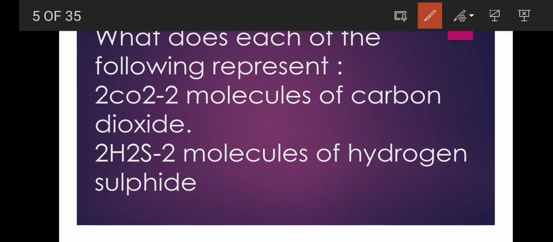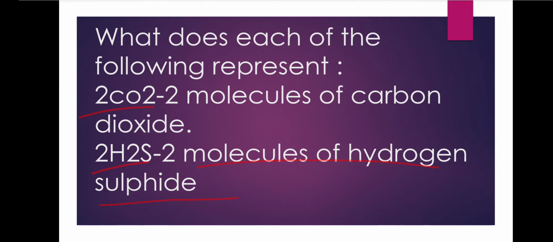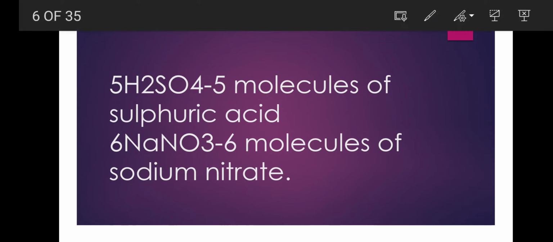What does each of the following represent? So, 2CO2. 2CO2 means what? 2 molecules of carbon dioxide. Next is 2H2S. 2H2S means 2 molecules of hydrogen sulfide. Okay. Now, next 5H2SO4. So, 5H2SO4 means what? H2SO4 is sulfuric acid. So, we can write 5 molecules of sulfuric acid. Then next is 6NaNO3 means 6 molecules of sodium nitrate.